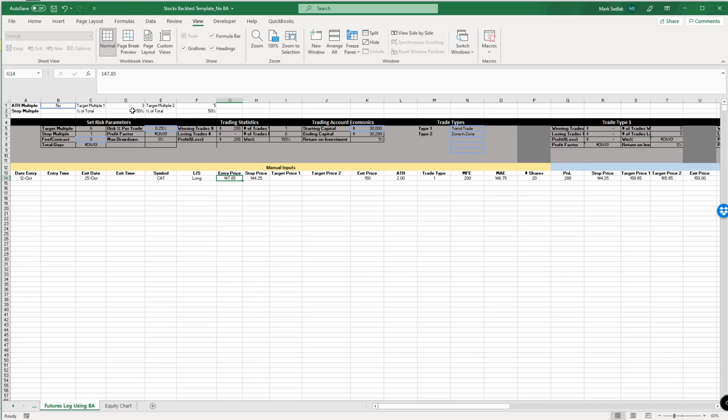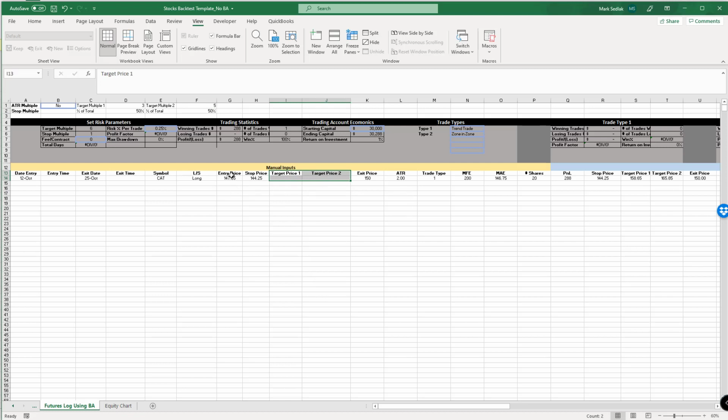And then in here, you need to put the percent of the position that you want to come off at each target. So you can see what I have here is target multiple number 1 is going to be 3 times my stop. Target multiple 2 is then going to be 5 times my stop. I'm going to take half off at 1 and half off at 2. So you don't need to fill anything in here.